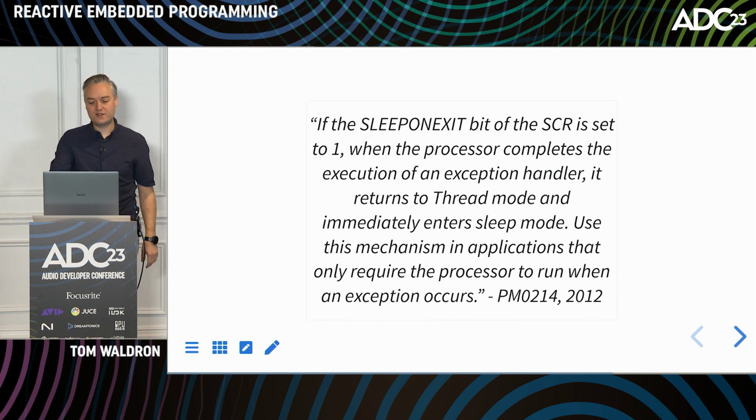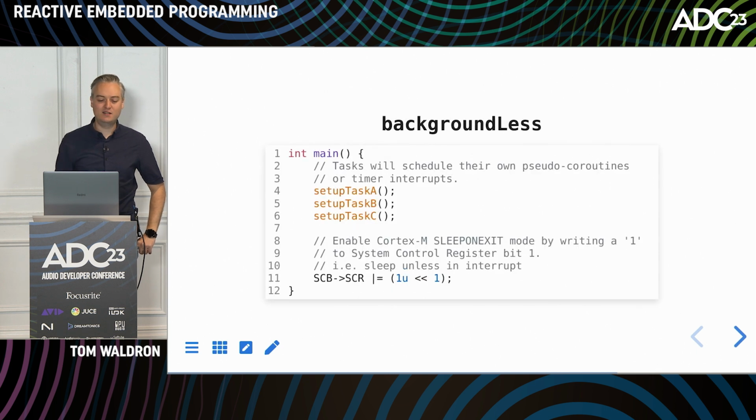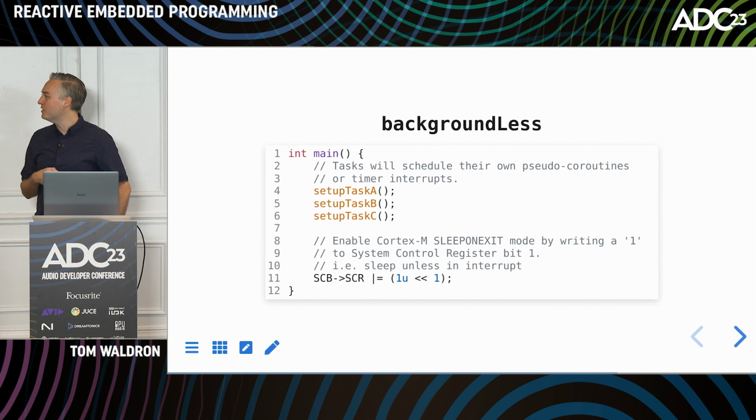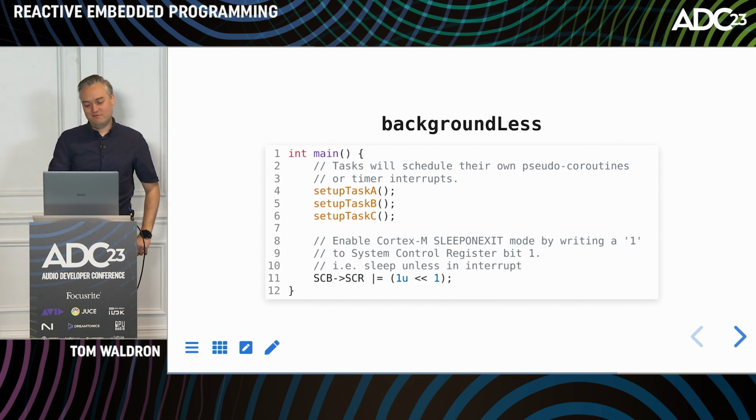You don't need to read all this. This is just an extract from a data sheet. This particular controller has a sleep on exit bit in its controller. So we can say, I don't even need a background loop anymore. I can just put my CPU to sleep and execute the entire program in interrupts. That might be a little bit silly, but it's something you could do.